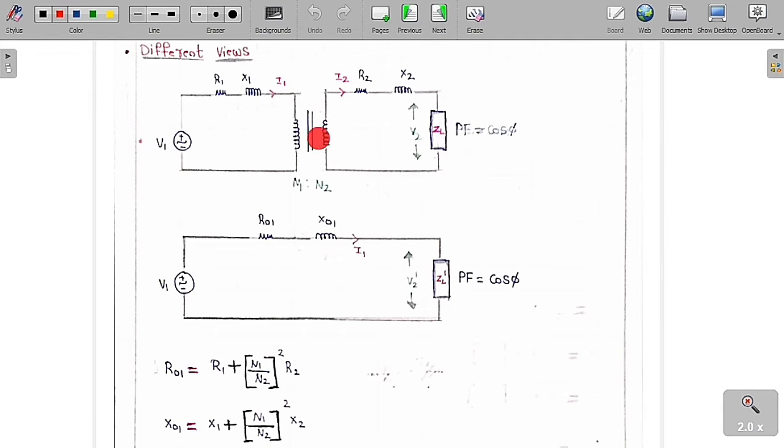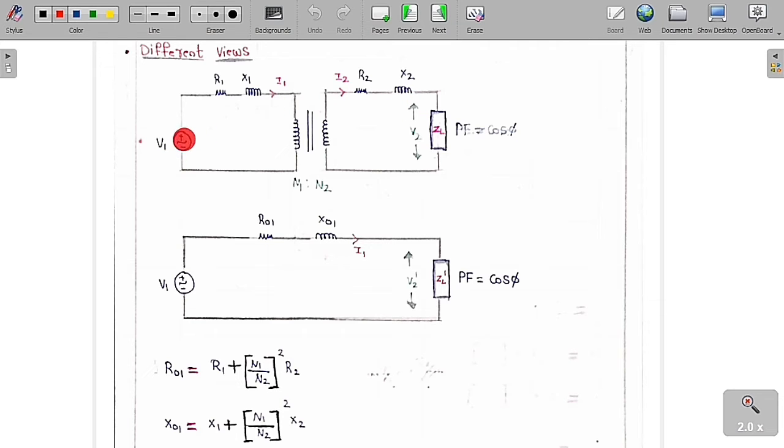So here, this is the transformer. I am going to remove the shunt branch. I am going to neglect the shunt branch of this transformer. You can see clearly this is the N1 turns and this is the N2 turns. We are going to assume this as the ideal transformer. But here the primary winding will have a small amount of resistance and also a small amount of reactance, and the secondary winding is also having a small amount of resistance and a small amount of reactance.